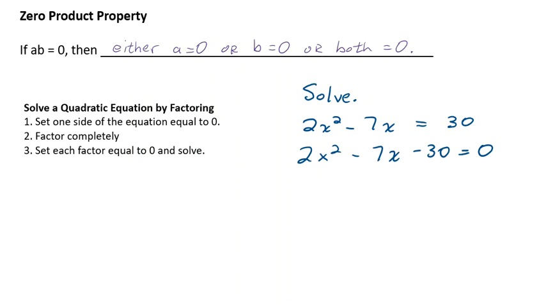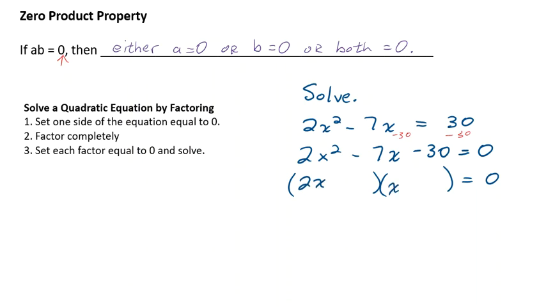So the first thing we want to do is subtract 30 from both sides to get 0 on one side of our equation. We need that because of the zero product property. Now we need to change this into a times b. So we need to factor this trinomial. There's lots of different ways to factor trinomials, so you have to use whatever skill you use. I like to use sort of a guess and check method.